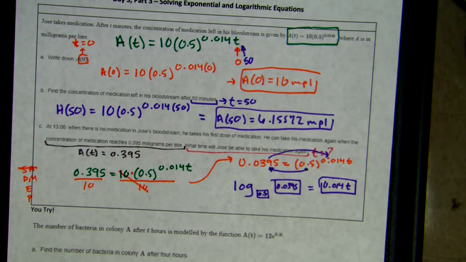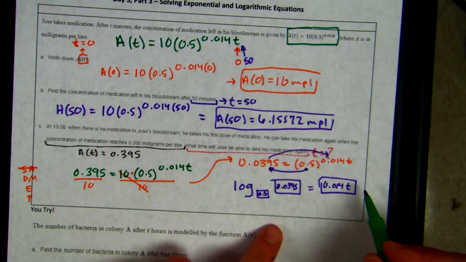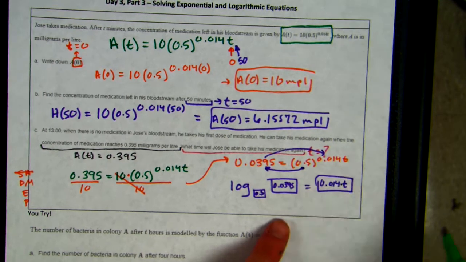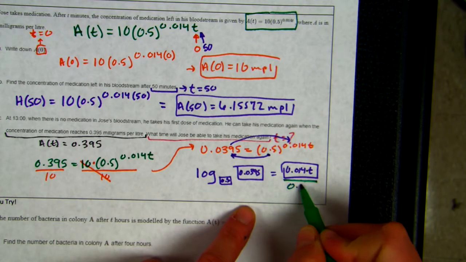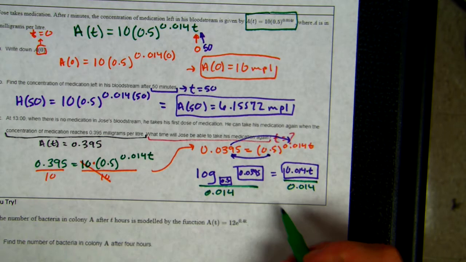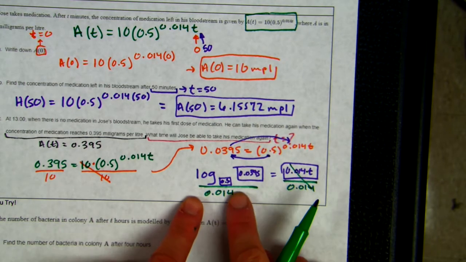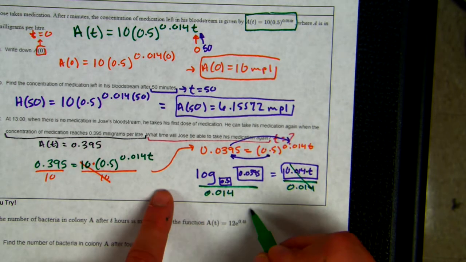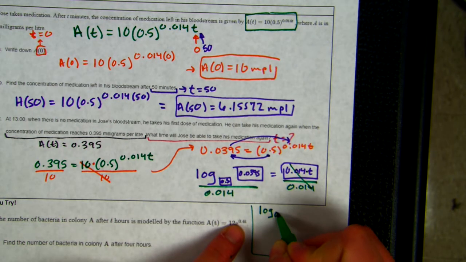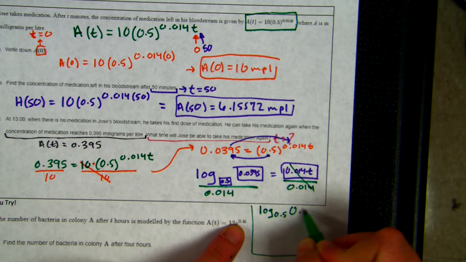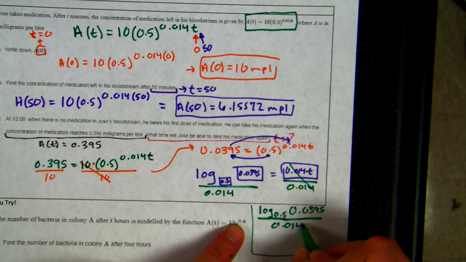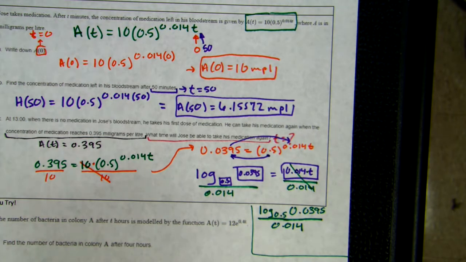Okay. Very last thing that I need to do, t is not totally by itself yet. It's connected to 0.014 by multiplication, so I need to divide by 0.014 on both sides. Okay. And that is going to leave me with something that I can plug into my calculator. I know that this is hard to see, so I'm going to rewrite it over here. Log base 0.5 of 0.0395 all over 0.014. So I'm going to plug that in my calculator.